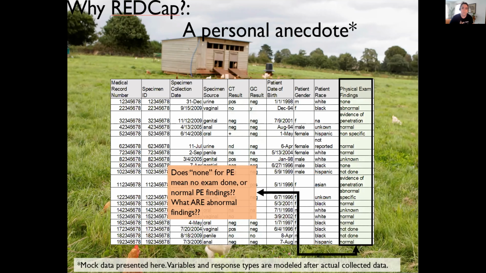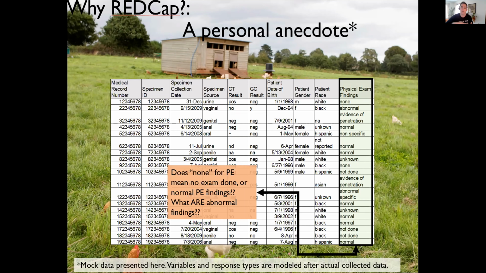Of a similar token is the physical exam findings. Here I have none, and none could mean exam was done. It could mean there was a physical exam done, but they were normal findings. It could mean that I don't know if the physical exam was done. So these are all little caveats.